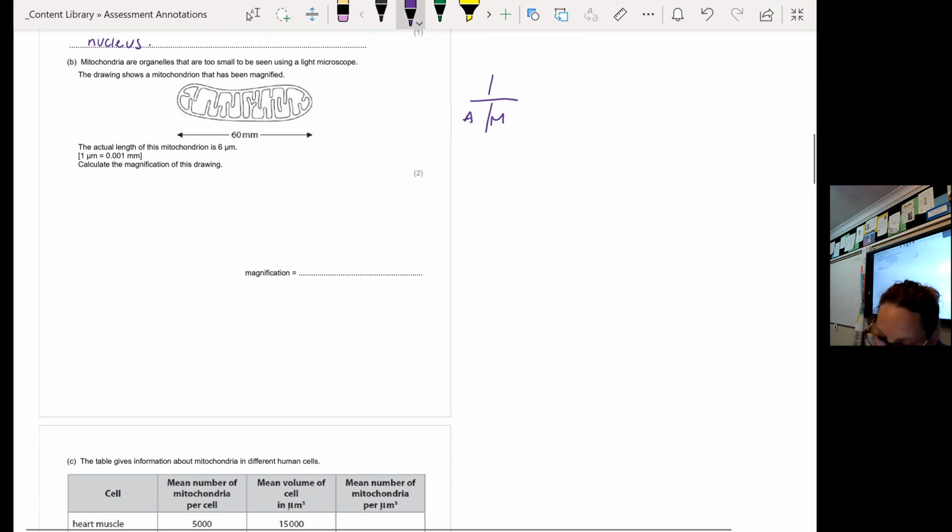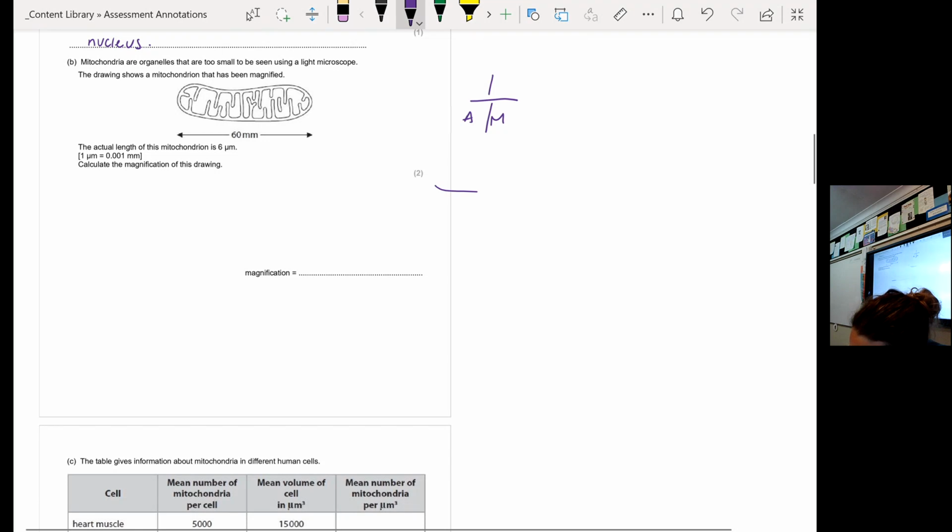Now it's telling you here that the mitochondrion is too small to be seen using a light microscope. The drawing shows a mitochondrion that's been magnified, and it's giving you a size. The size of it is 60 millimeters. And it's saying here the actual length is 6 micrometers. Now calculate the magnification of this drawing.